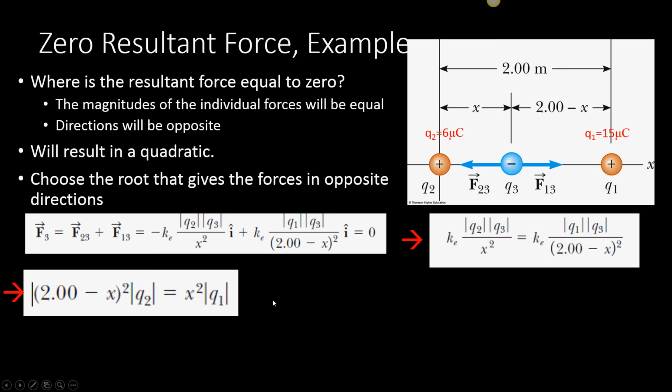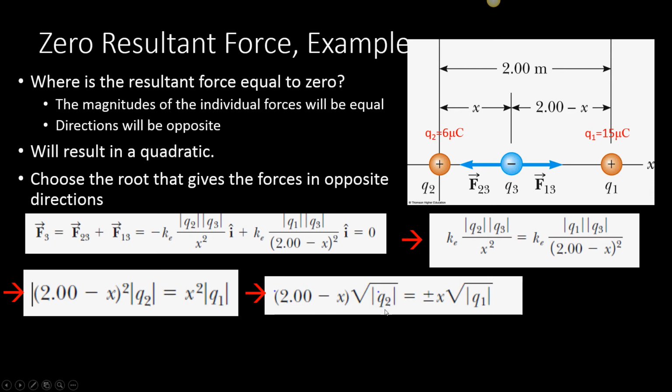And you can see that we're well on the way to solving that because we can take a square root of both sides and reduce it to a linear equation where we've got 2 minus x times the square root of the absolute magnitude of Q2, and that's equal to plus or minus x square root of Q1. And the plus or minus came in because when we take a root we could have either the minus of this quantity squared equal to the quantity x squared Q1, or plus yielding that.